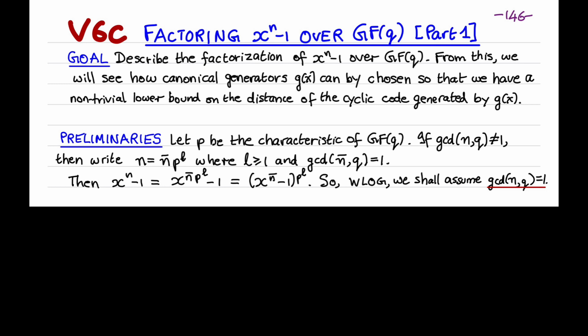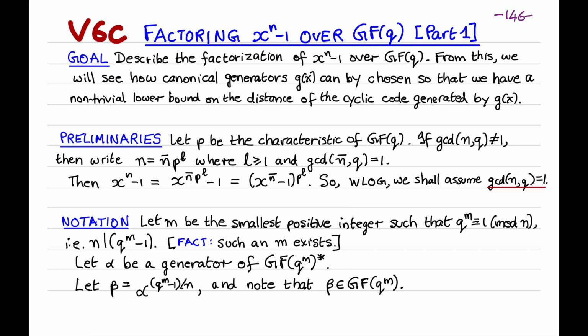And so, factoring x^n - 1 over GF(q) has been reduced to the problem of factoring x^n bar - 1 over GF(q), where now n bar and q are coprime. So without loss of generality, we'll assume in the remainder of this lecture that n and q are coprime.